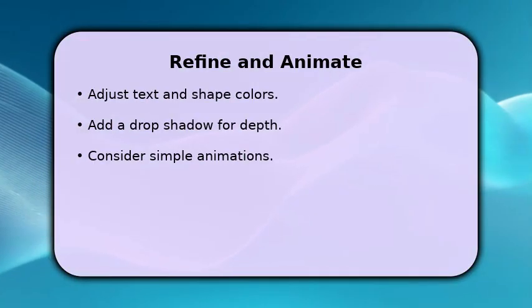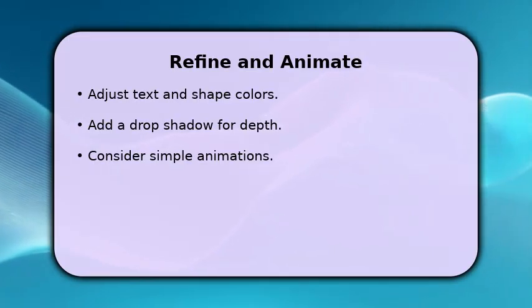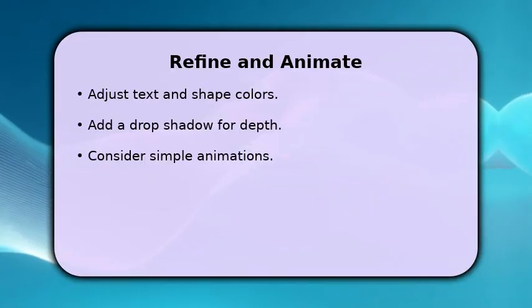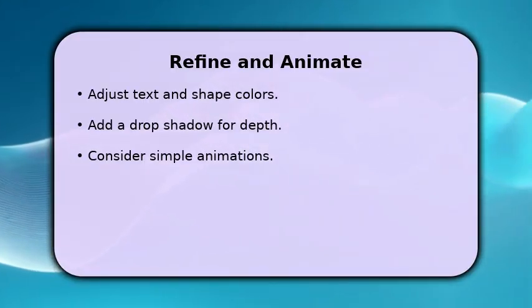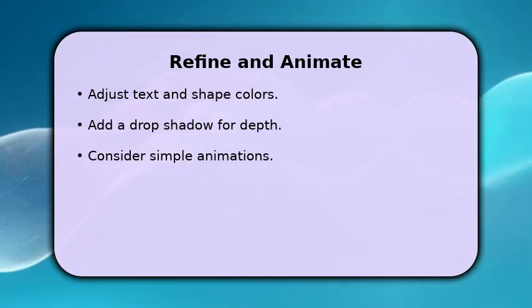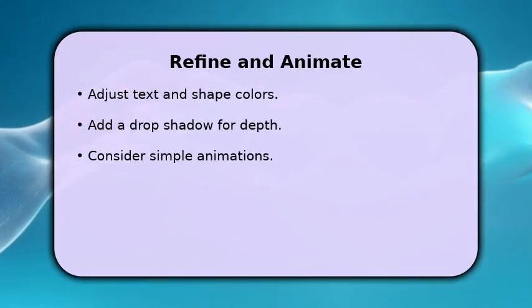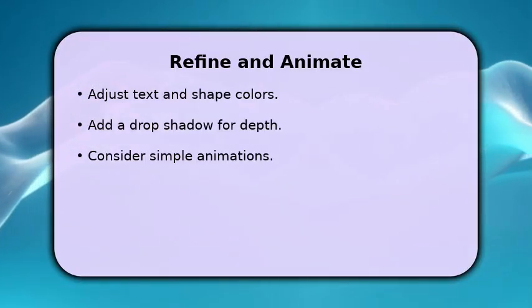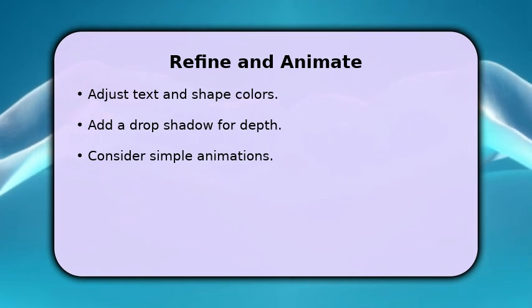Finally, let's refine the look. You can adjust the text color to stand out against your bubble. For added depth, select your shape layer and enable shadow in the Essential Graphics panel. Play with the distance, size, and opacity of the shadow. For a dynamic effect, consider adding a simple scale or position animation to your text and bubble layers using keyframes for a professional touch.